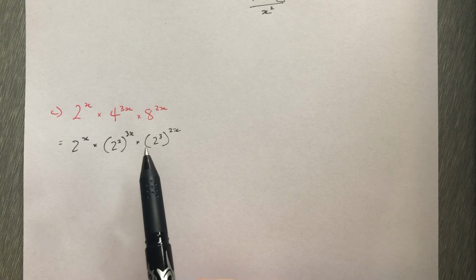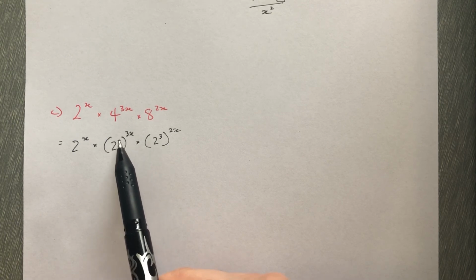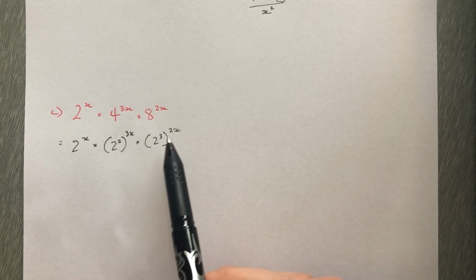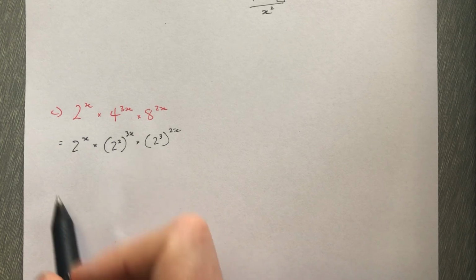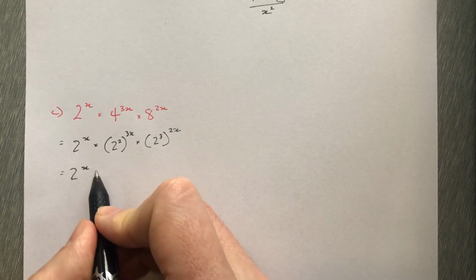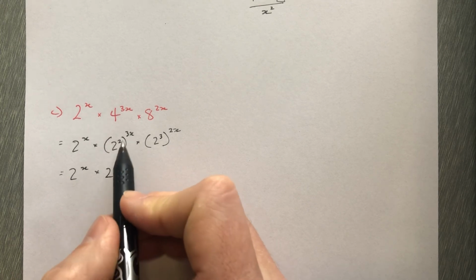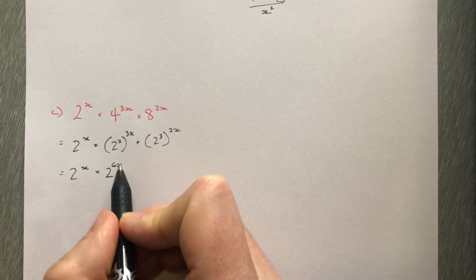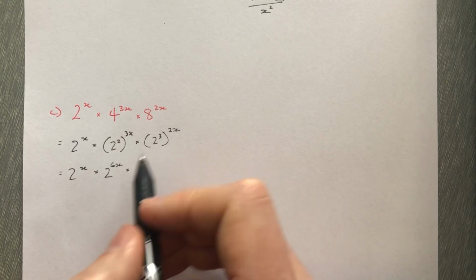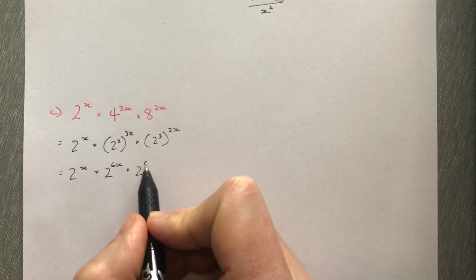Now, if we remember back to our rules, what happens when we have something to the power of something, and then you've got another power outside? Hopefully you remember they times together. So this first term is just going to stay the same, we're all good. This next one, it's going to be 2 times 3x, which is 6x. And the next one, 3 times 2x, which is also 6x.